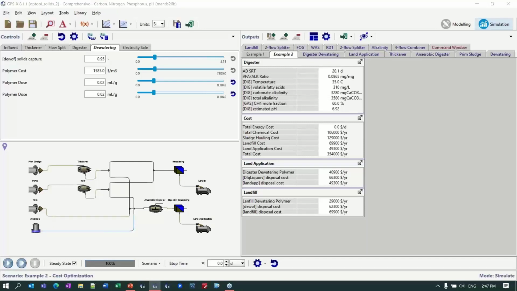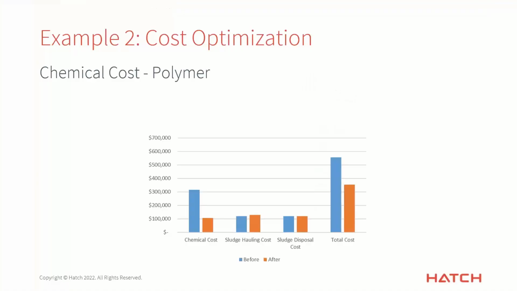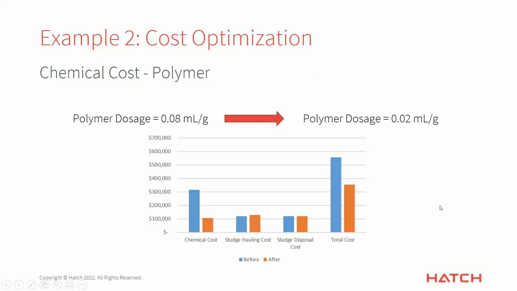As I mentioned before, it's a little easier to see it as a bar graph, so I'm going to do that. Here are the numbers that we came up with by making those changes. And we can see we reduced the cost again by quite a bit by reducing the amount of polymer we're dosing. Our actual costs of the disposal and the hauling did go up, but not nearly as much as this came down. So a net savings here.